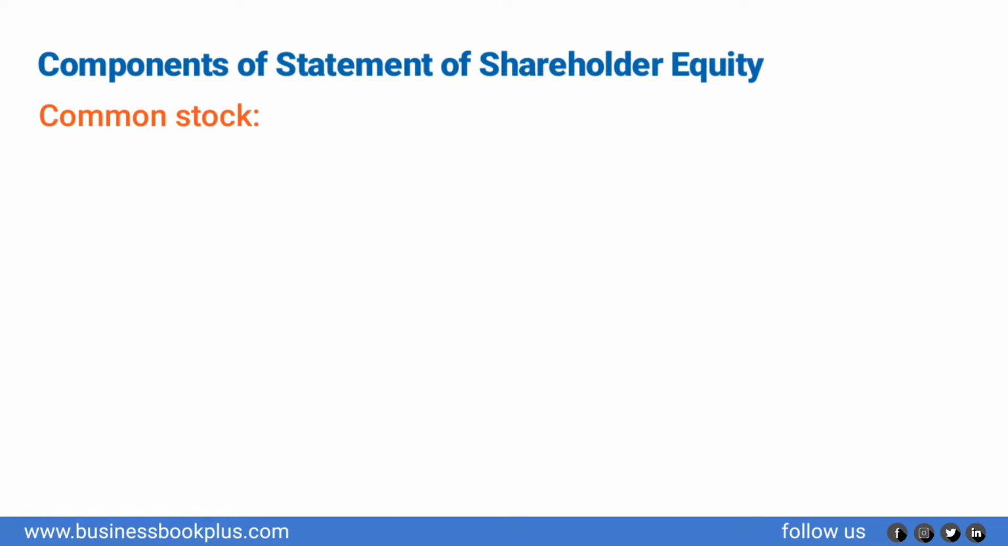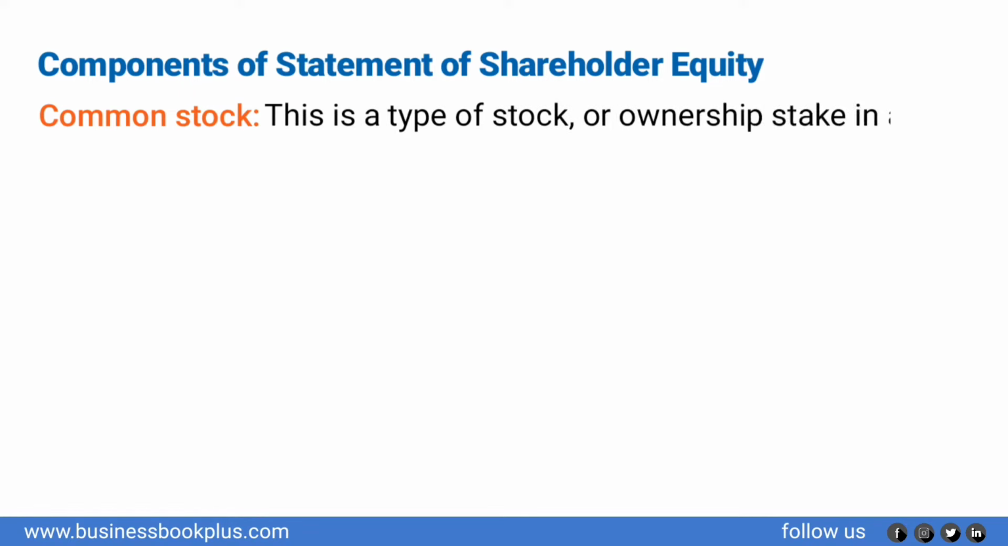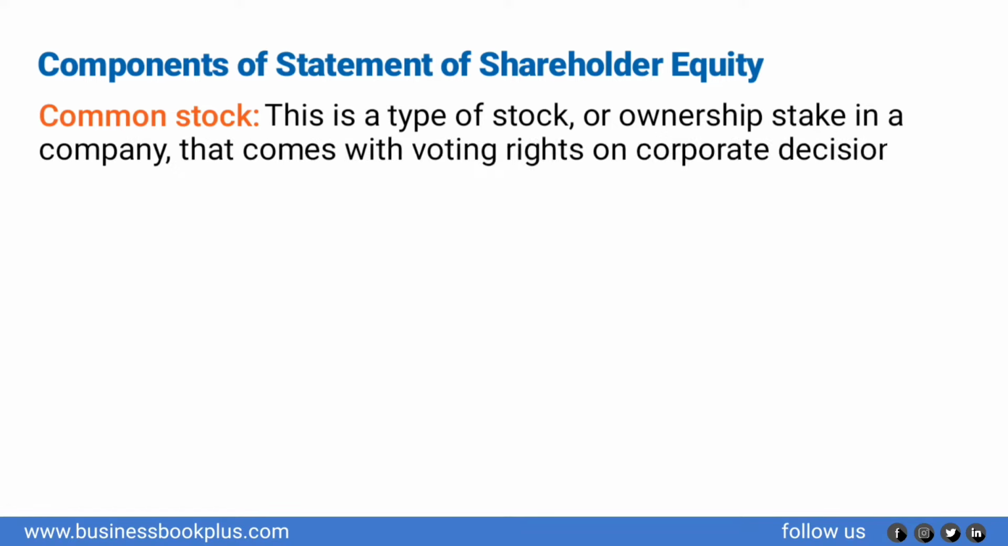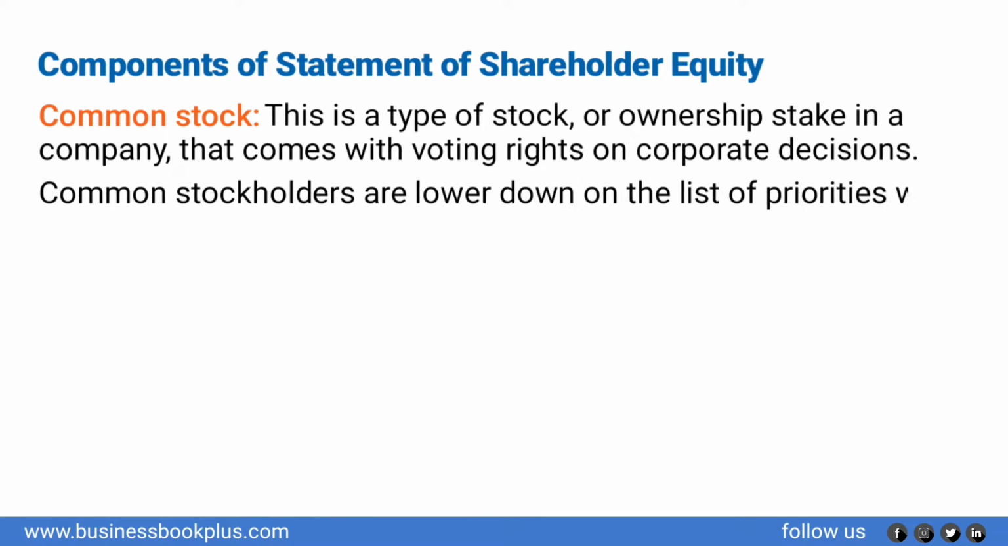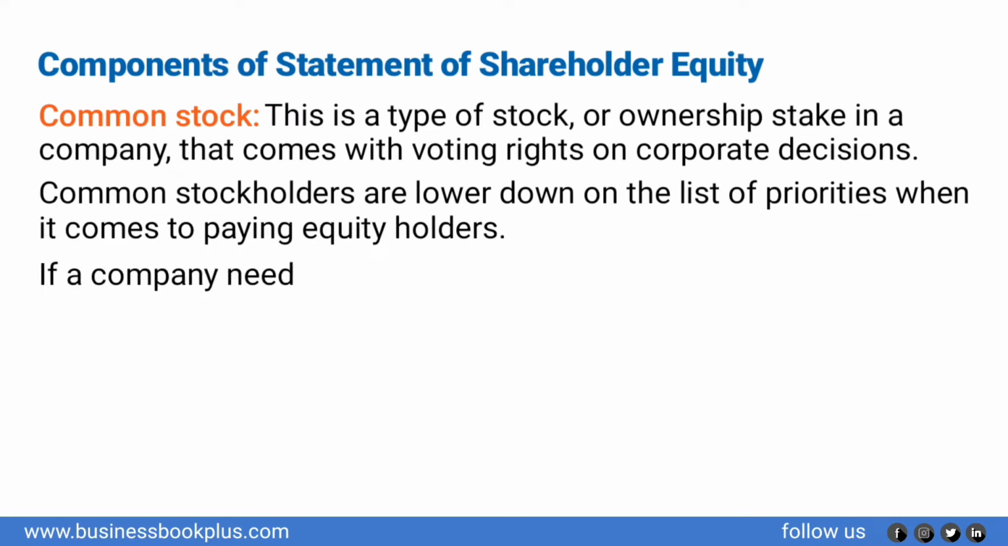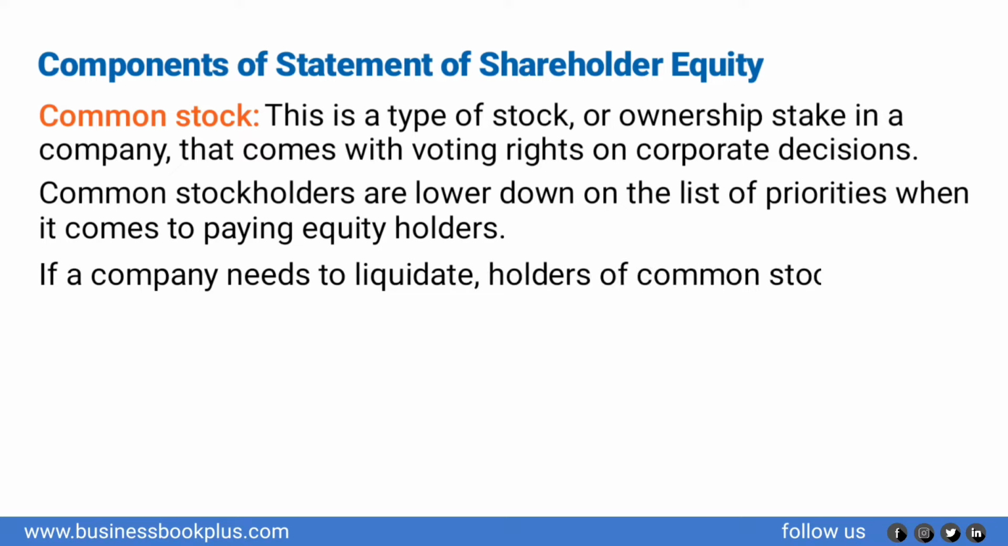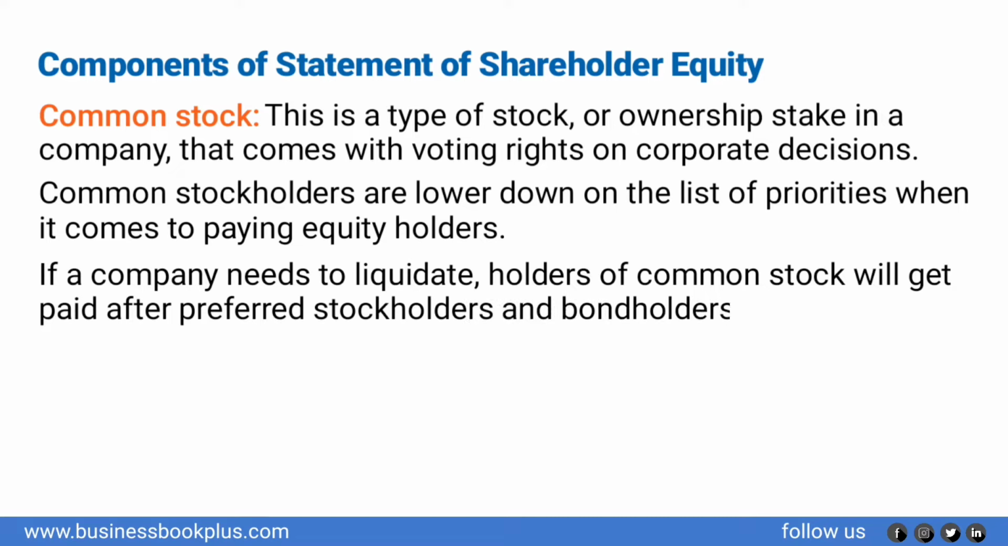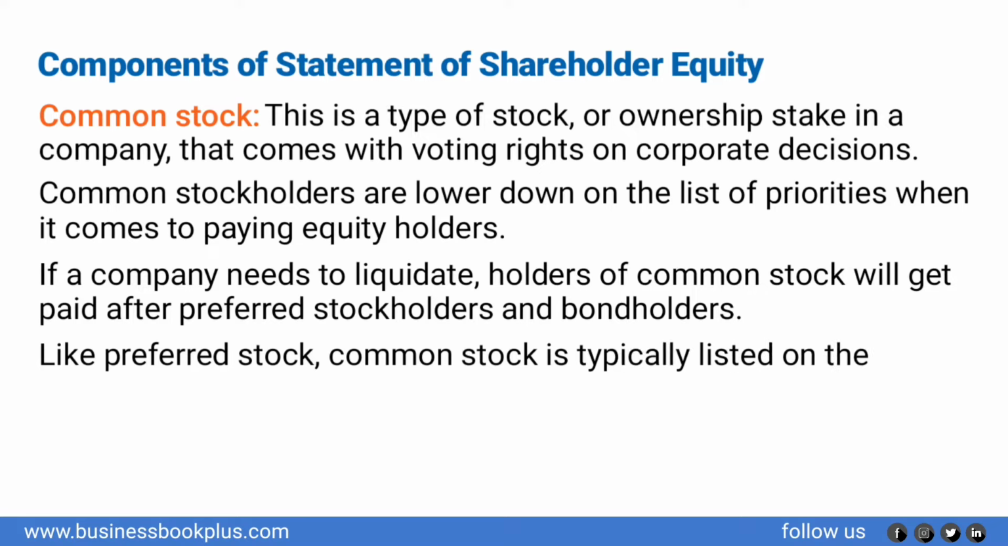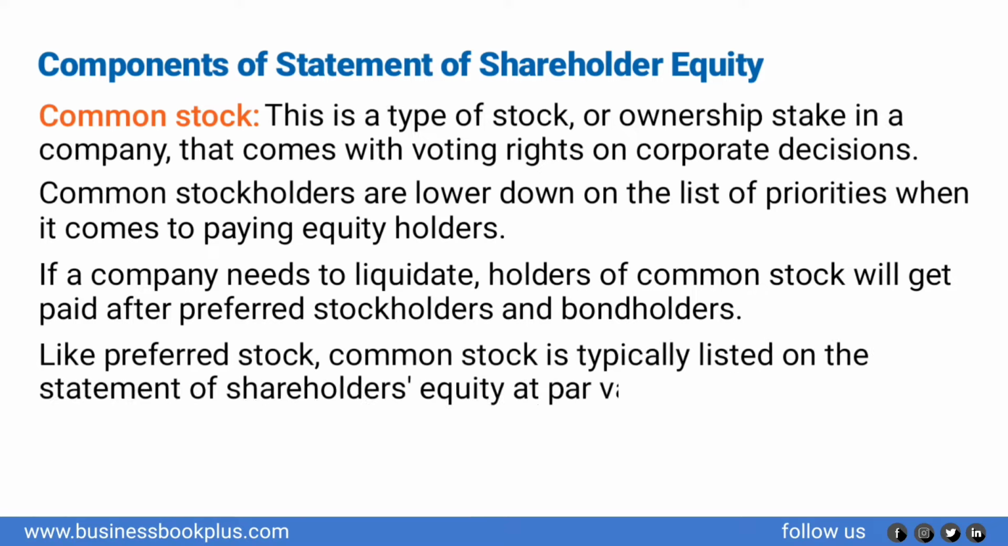Number 2. Common stock. This is a type of stock or ownership stake in a company that comes with voting rights on corporate decisions. Common shareholders are lower down on the list of priorities when it comes to paying equity holders. If a company needs to liquidate, holders of common stock will get paid after preferred stockholders and bondholders. Like preferred stock, common stock is typically listed on the statement of shareholders' equity at par value.